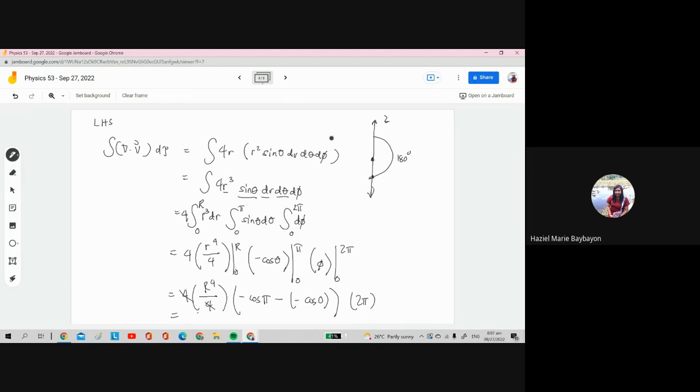So you have r to the 4th. And then, how about this one? Negative cosine 180 degrees, negative cosine pi.